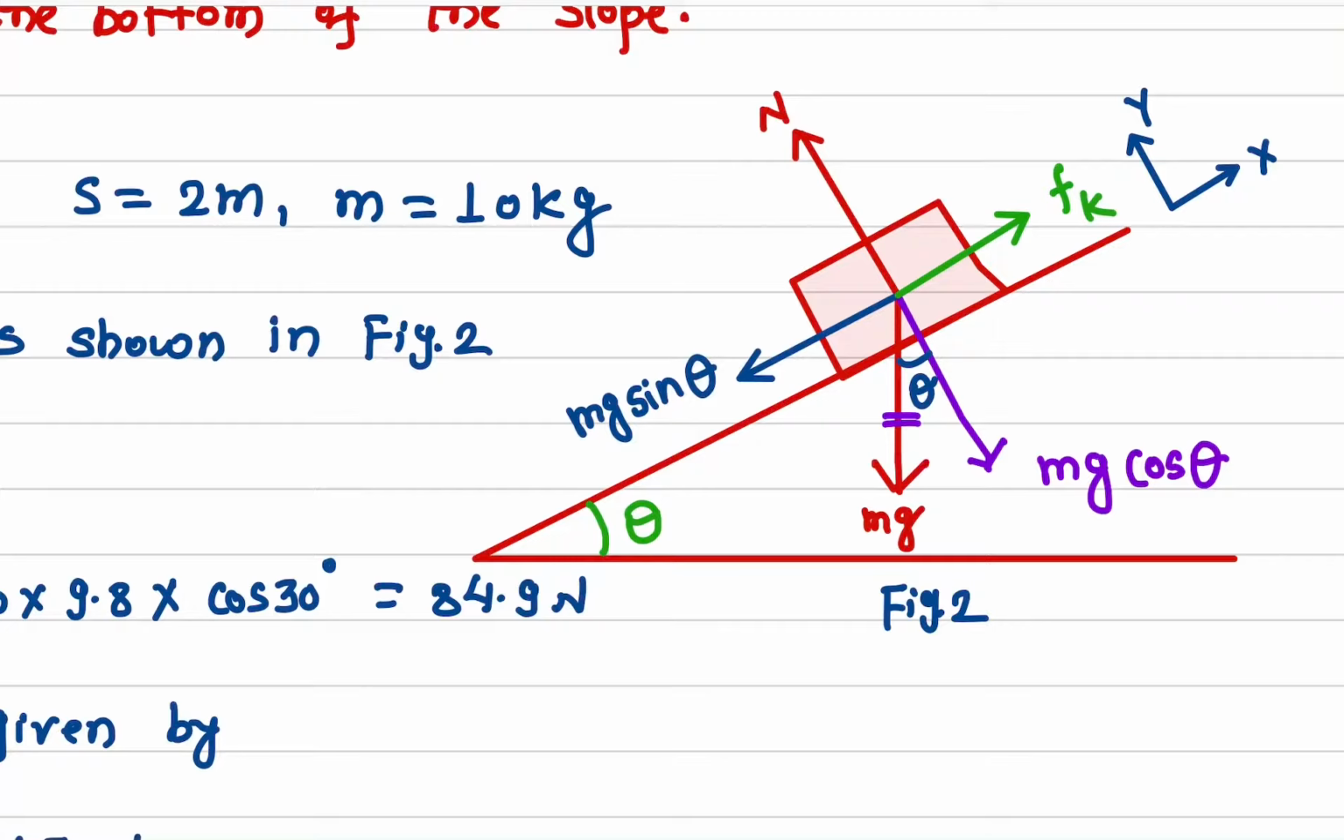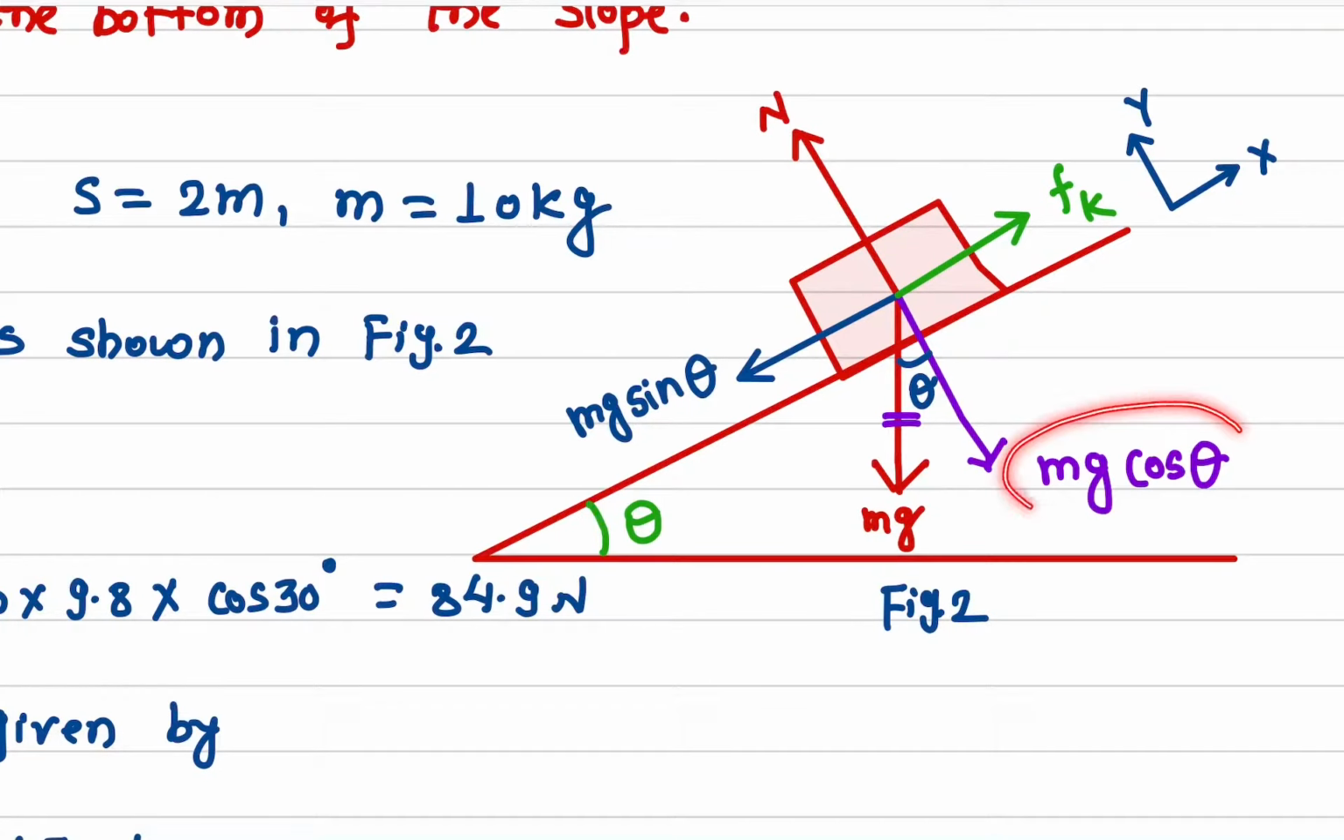So our goal again is to resolve this force into two components: one parallel to the inclined plane, and the other perpendicular to the inclined plane. We call the parallel direction the x-axis, and the perpendicular direction the y-axis. If this angle is theta, this angle is also theta. So perpendicular to the surface will be mg cosine theta, and parallel to the surface, if this is mg, then it will be mg sine theta.